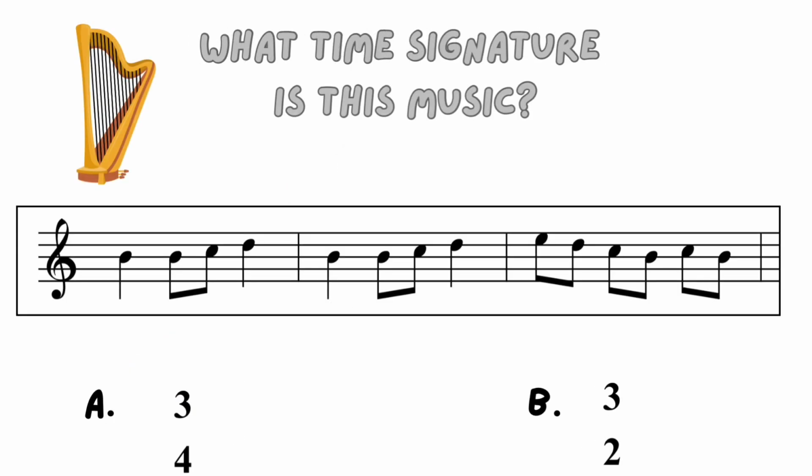Right, what time signature is this music? So look at it, look at the bars. What do we think? Answer coming up. 3, 2, 1. The answer is 3/4. There's 3 crotchets in a bar that it adds up to.